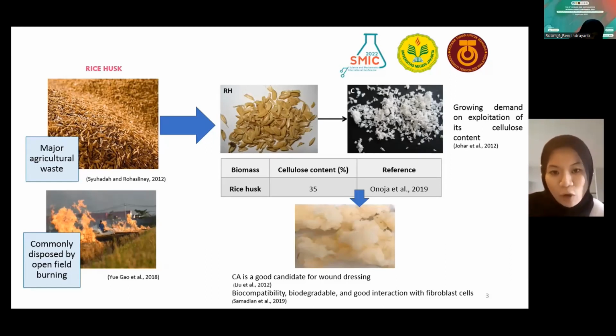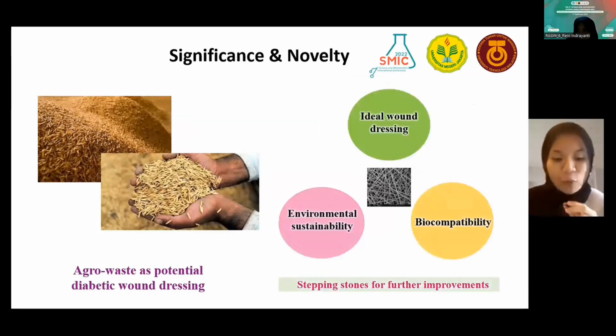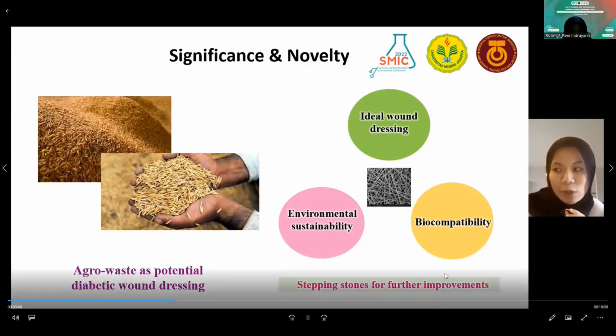The significance and the novelty of this study is to understand the benefits of agricultural waste derived fabricated mats, which will elucidate the mat's potential use as an ideal wound dressing. The nanofiber mat is expected to release the active compound in a sustained manner, which is very beneficial, especially for chronic wounds. Apart from being cost-effective and environmentally friendly, the mat is expected to show cellular compatibility and hasten the wound healing process. So this study will be used as a stepping stone for further improvements in the future.